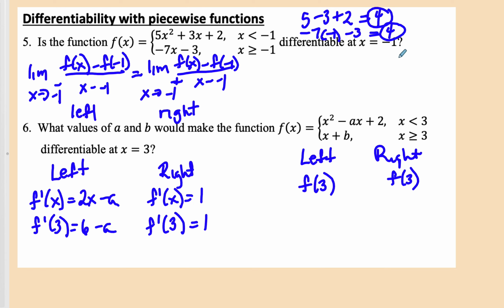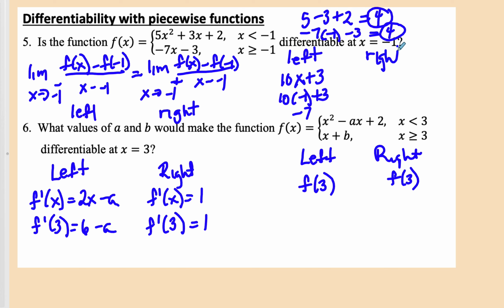But they not only have to meet at that point, they have to have the same slope. So the left derivative and the right derivative must be the same. Now we're not going to have to go through the definition of derivative. We can use our shortcut rules. So we're going to look at the left derivative, and that'll be 10x plus 3. We're going to evaluate it at -1, and the answer is going to be -7. So the slope on the left side will be -7.